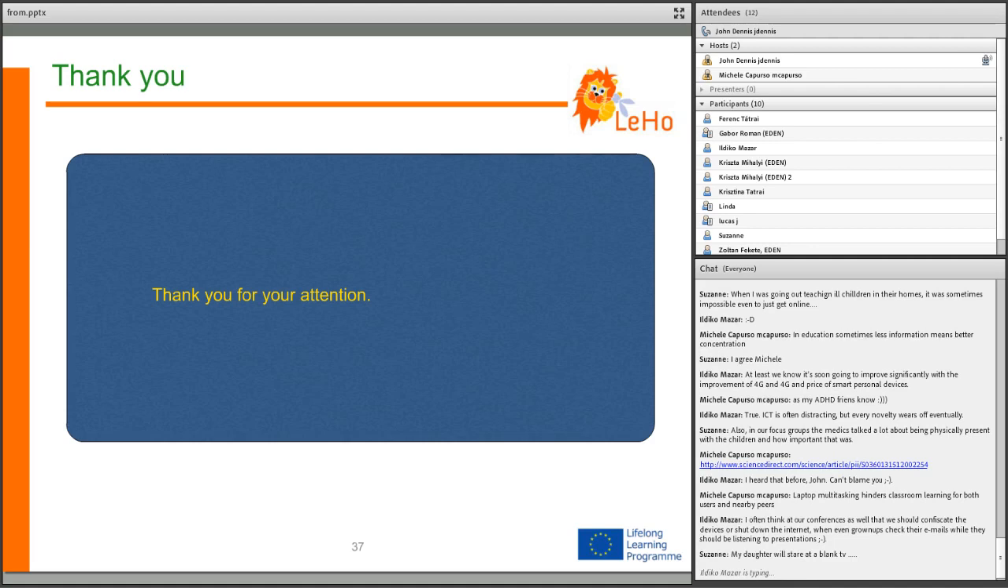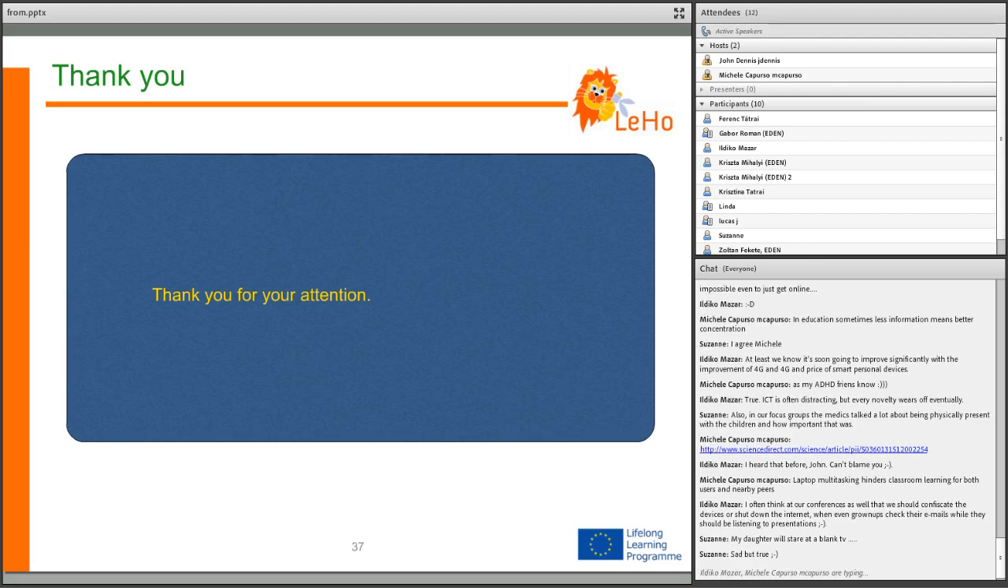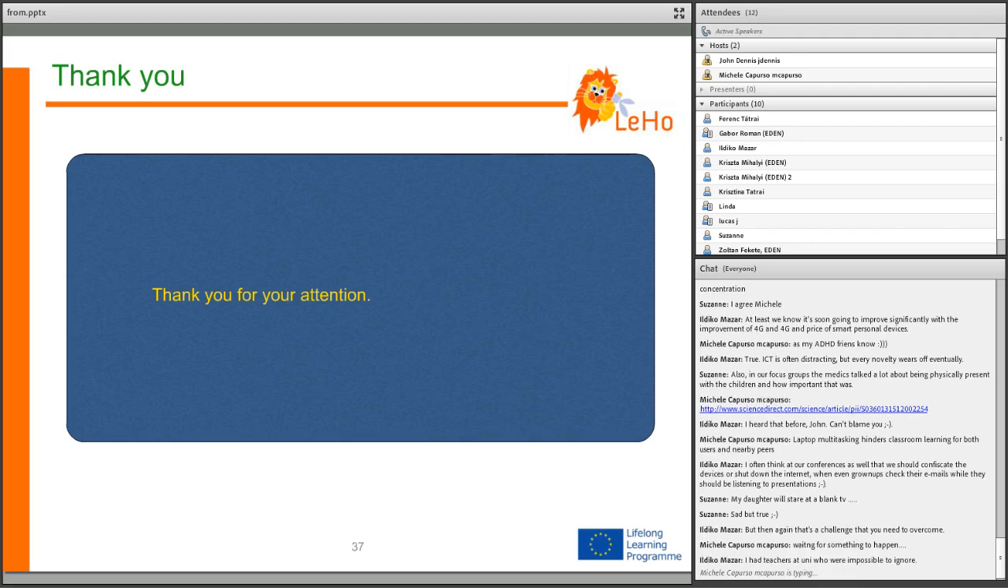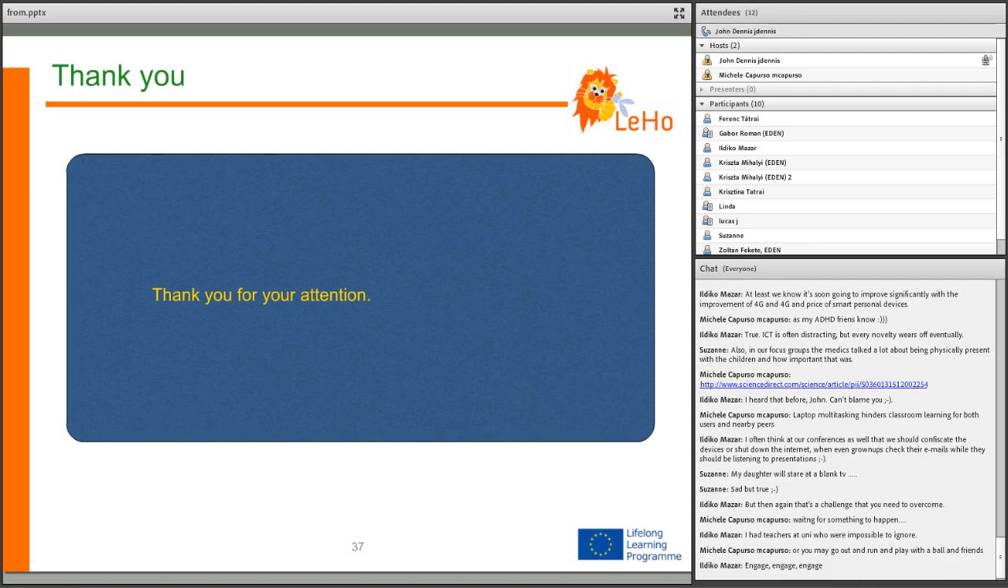My student will still, Suzanne writes, my daughter will stare at a blank TV. I mean, my firm belief is that just like when I go out to eat with my friends, the cell phones get stacked up on the table and we ignore them. No one's able to touch them. I think these devices are really useful, but they should be used in limitation. And it's really ironic that the technology, the panda in your seat and the monkey in your seat, whatever, is the technology that was talked about with the most passion, the thing that really got people excited. And it's not technically ICT.